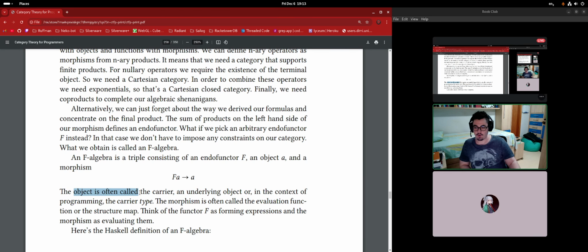The object is often called a carrier, an underlying object. In the context of programming, the carrier type. The morphism is often called the evaluation function or the structure map. Think of a functor F as forming expressions and the morphism as evaluating them. So this is crazy, right? Let's put this in other words, because I think this doesn't do justice if it doesn't make it obvious what is happening here. There's a connection to metaprogramming. Yeah, this is an evaluator function.